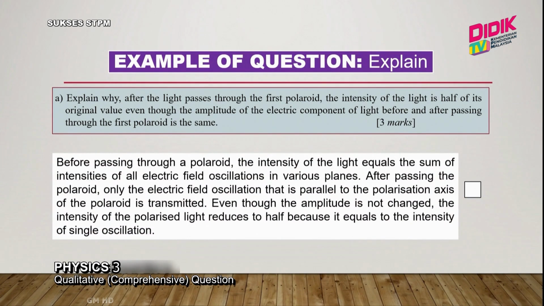Now look how we justify why the intensity is half even though the amplitude is unchanged. Before passing through a Polaroid, the intensity of light equals the sum of intensity of all electric field oscillation in various planes. But after passing the Polaroid, only the electric field oscillations that are parallel to the polarization axis of the Polaroid are transmitted. Even though the amplitude is not changed, the intensity of the polarized light is reduced to half because it equals the intensity of a single oscillation.